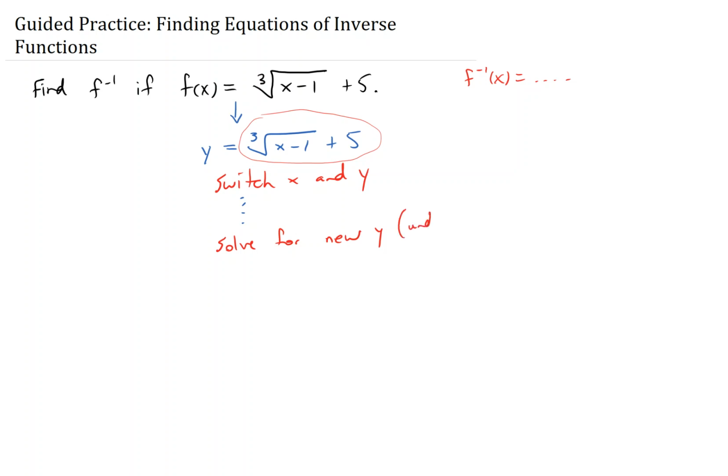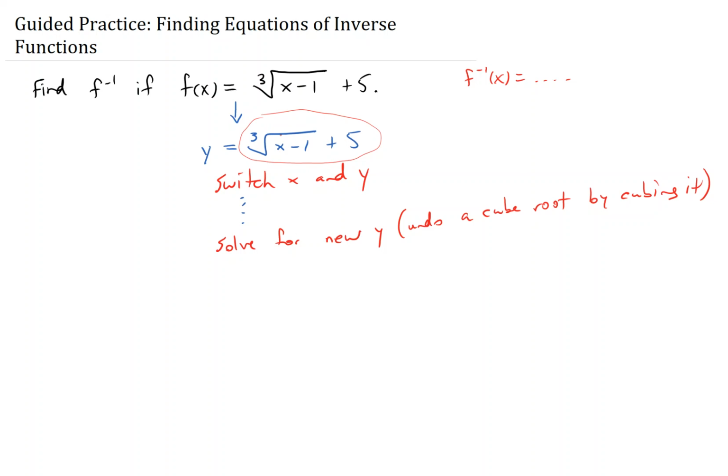So when you get to the step where you have to undo the cube root, you undo a cube root by cubing it. And of course, don't forget, when you cube it, you have to cube both sides of the equation. Now cubing, meaning raising to the third power, is not the first thing that you'll do to this equation because you've got this plus 5. So you have to get rid of the plus 5 first, and then you can cube to get rid of the cube root. Okay, so you've got all the tools you need.